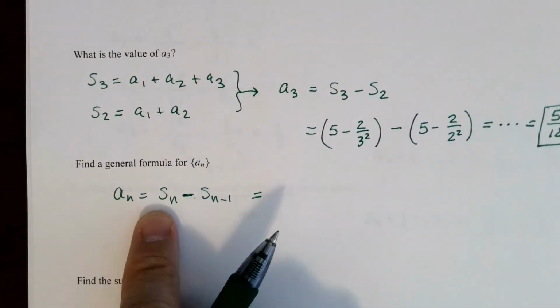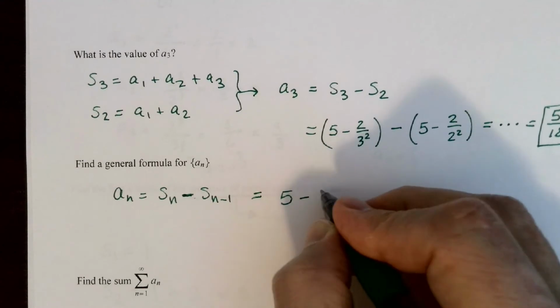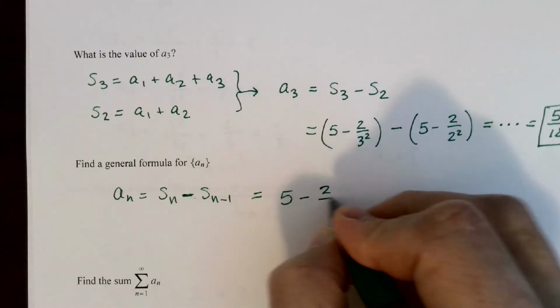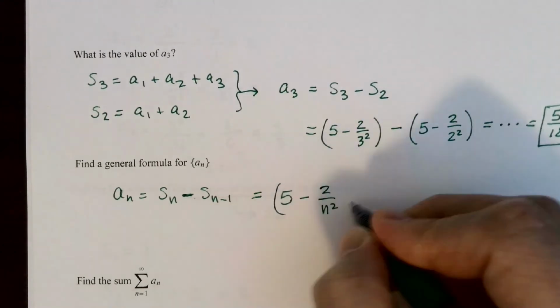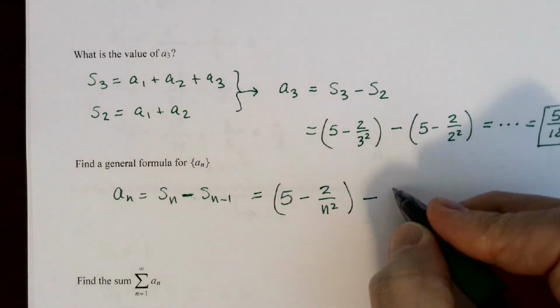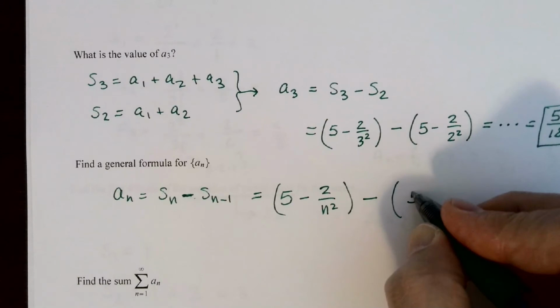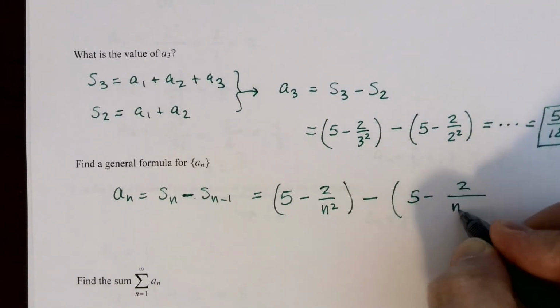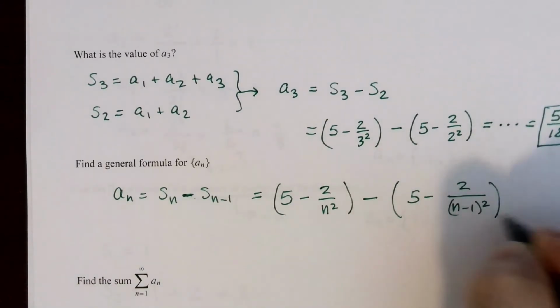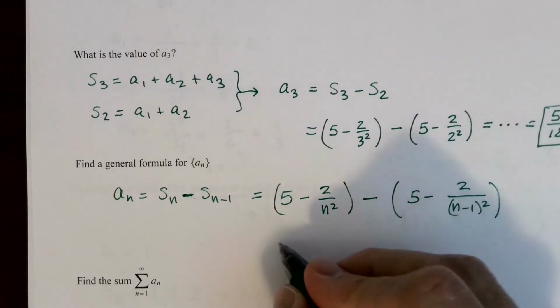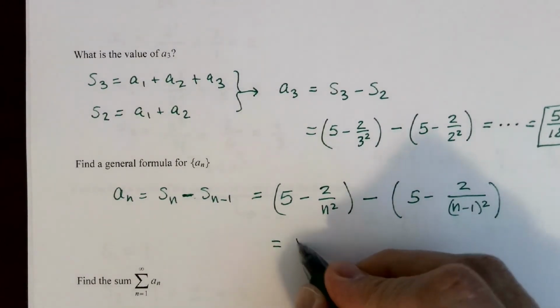And S sub n, again, the formula was what? 5 minus 2 over n squared. Minus, well, when I plug in n minus 1 into this formula, I get 5 minus 2 over n minus 1 squared. Okay. Well, I'm just going to say, you can simplify.